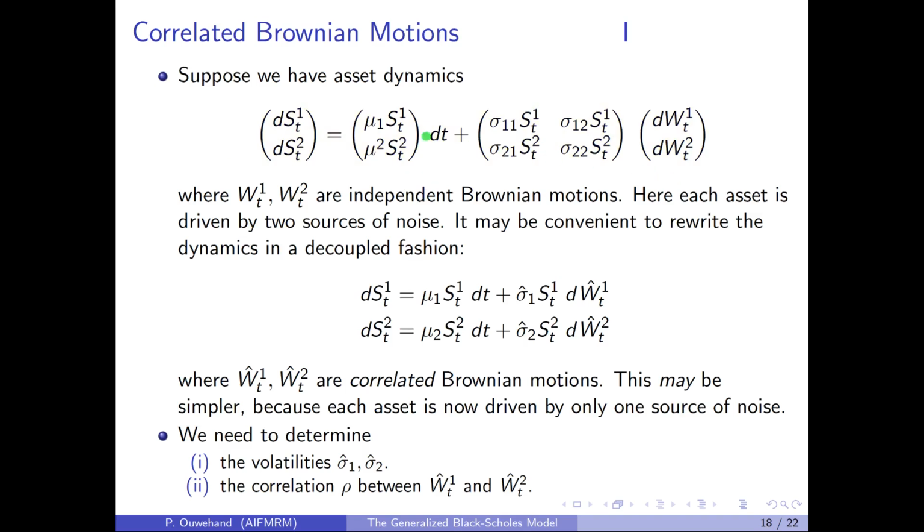Here each asset has its own drift, but it also has a volatility vector. So for example, sigma 11, sigma 12 is the volatility vector of S1.